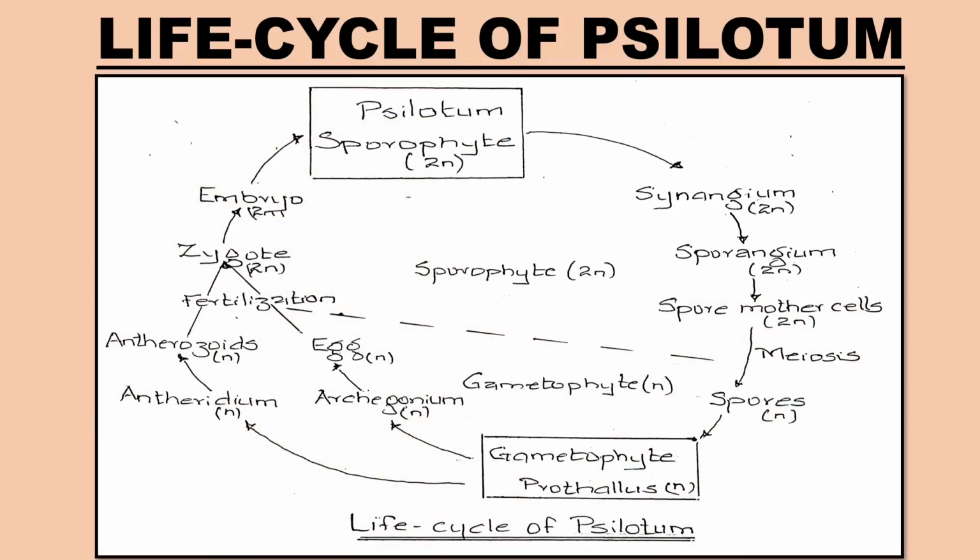Psilotum exhibits alternation of generations between the sporophyte and the gametophyte. The plant body is a diploid sporophyte that reproduces asexually by producing haploid spores from the Synangium. Each spore germinates exosporically and develops into a gametophyte. The gametophyte produces haploid male and female gametes that fuse to form the diploid zygote. It later forms the diploid plant body. So today, we have learnt in detail about Psilotum.